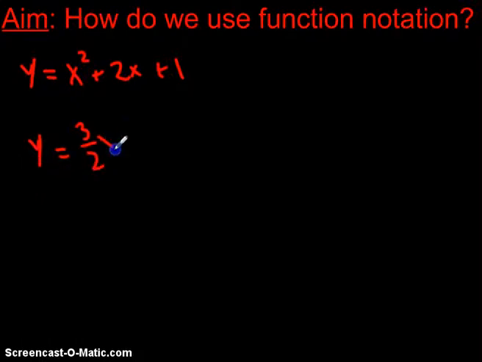3 over 2x minus 2. And let's say we wanted to name these functions so that we can tell them apart. We might call one of them f of x, which is the commonly used function, because function starts with f, and we'll call this one g of x.